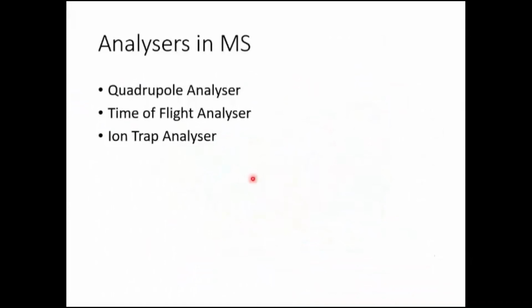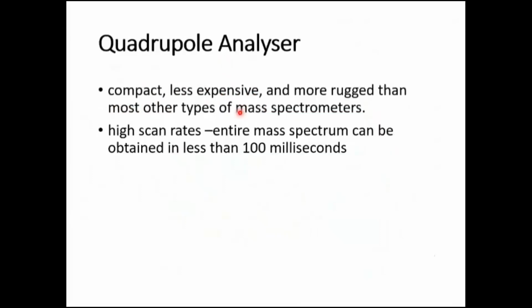Let's move on to the analyzers in mass spectrometry. In your syllabus, all three branches, you have only two types of analyzer: quadrupole analyzer and time of flight mass analyzer. Let's start with quadrupole analyzer.